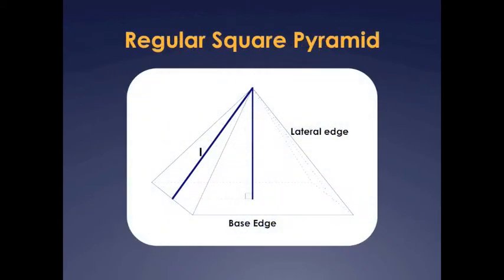So here's an example of a regular square pyramid. Notice the slanted line down is my slant height, and we normally notate that with a cursive L. We can also talk about the base edge, and the other dark blue line is the height.